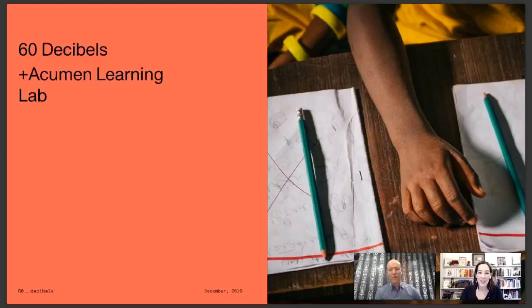Just as extra context, which Sasha will share more about: 60 Decibels, the organization that he leads now, was created as a social enterprise and spun out of Acumen this year for the purpose of bringing the lean data approach to even more people in the world. So today, Sasha will walk you through how to use lean data to hear directly from the people you aim to serve, and super excited to get started.